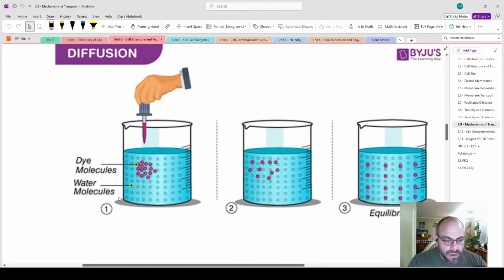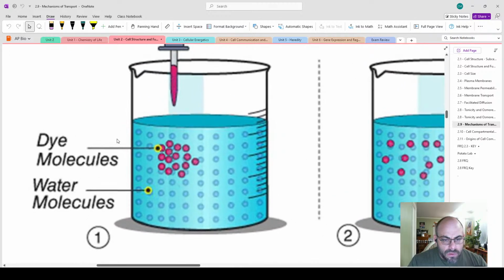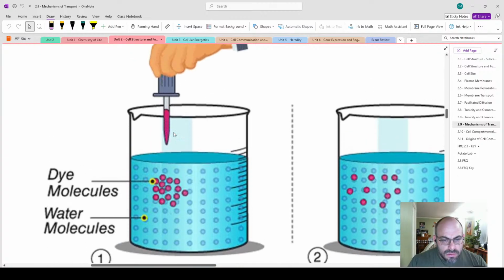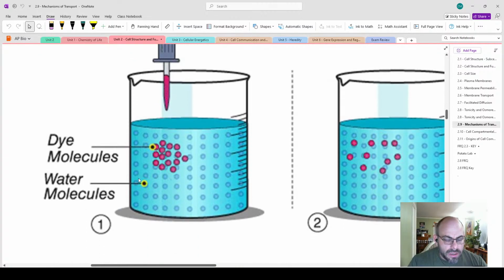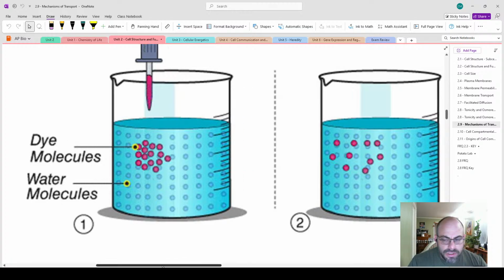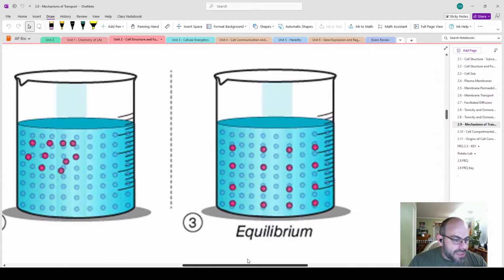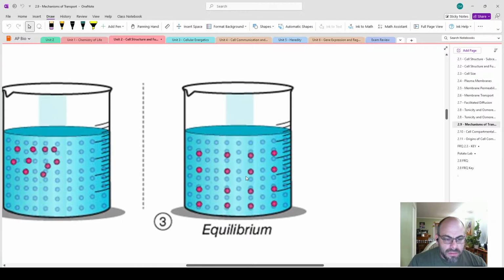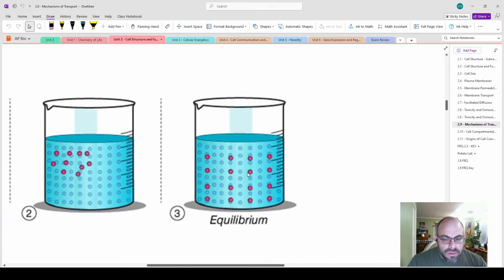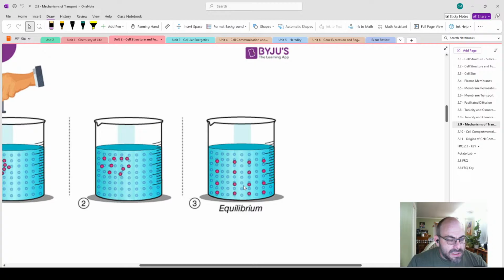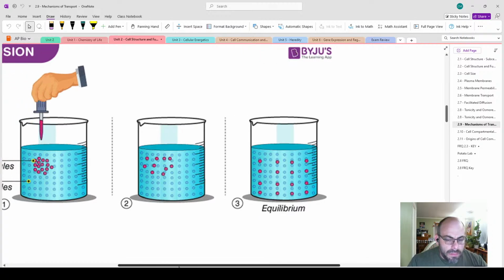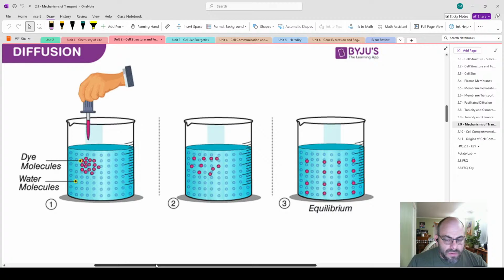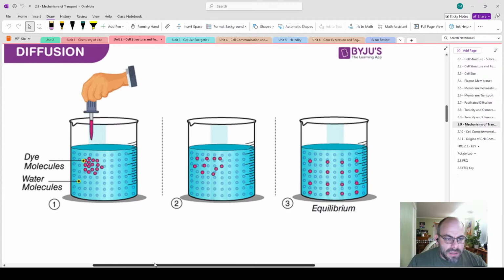Great example of diffusion right here, right? So you get this dude dropping in this purple dye into this water, and it starts at an area of high concentration. The water around it is a low concentration, and eventually it is going to diffuse out until it is an equal concentration throughout the entire solution. And that is when it's called equilibrium. The technical definition of equilibrium is that there is no net movement of particles, meaning that things are moving equally. So another way of thinking about that.